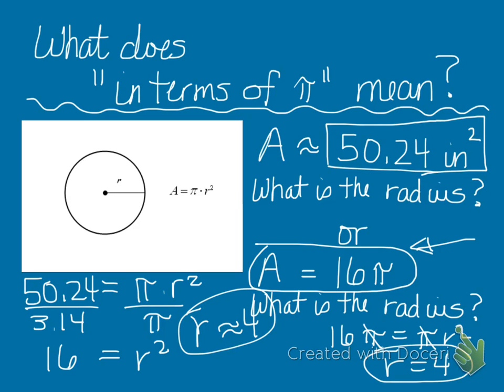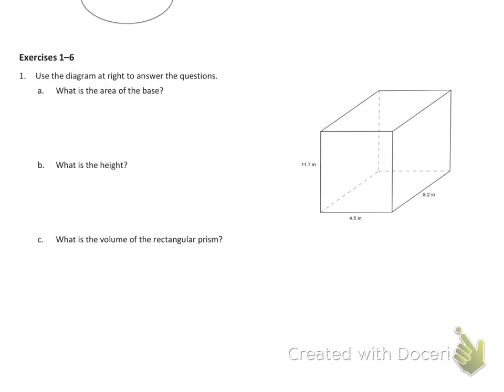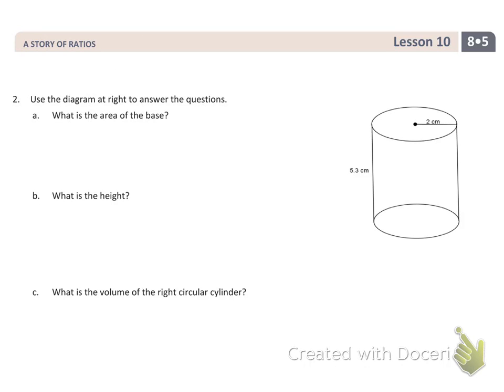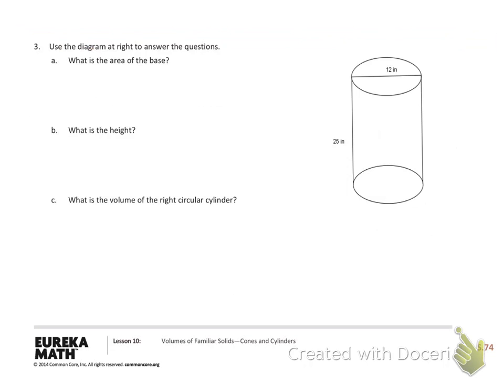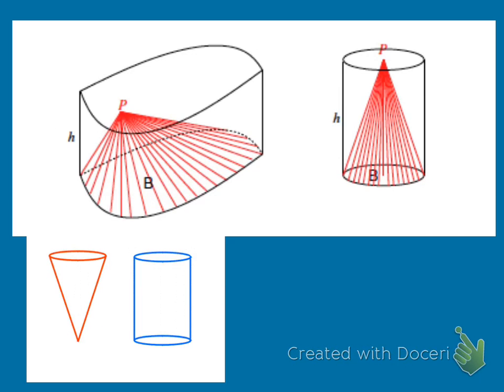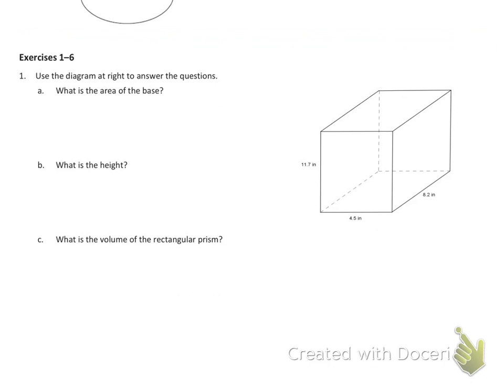Okay, so let's look at some of those examples. So we're going to work through a few of these exercises, and then we can check them together. Okay, so we're going to do the first 3. There's 2 in a cylinder and another cylinder, and then we'll be talking about cones. So work through exercises 1 through 3 using what you know about volume being the area of the base times the height, and we'll check those together.